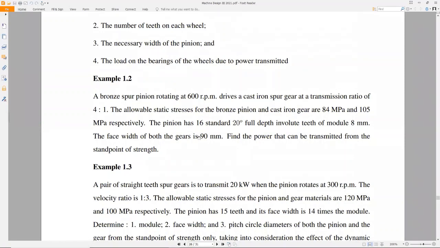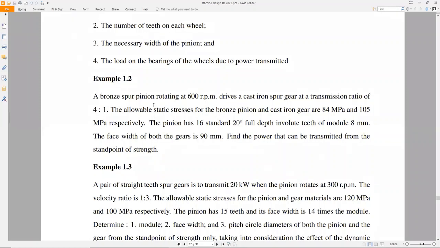Okay, sir. It says that a bronze spur pinion rotating at 600 RPM drives a cast iron spur gear at a transmission ratio of 4 to 1, sorry. The allowable static stress for the bronze pinion and the cast iron gear are 84 and 105 megapascals respectively.